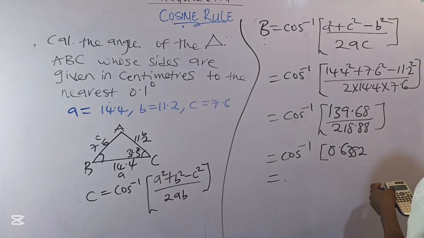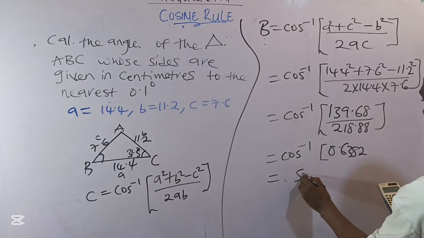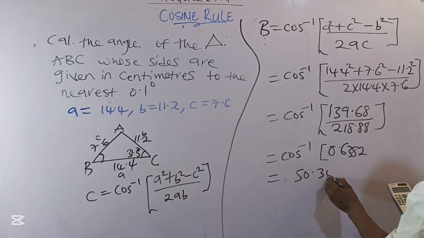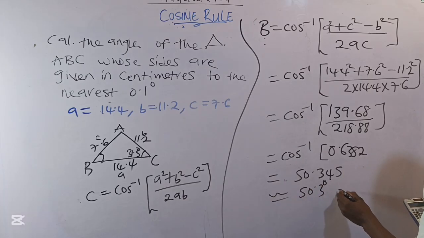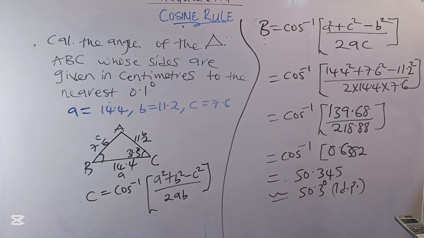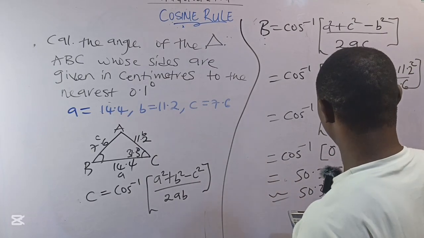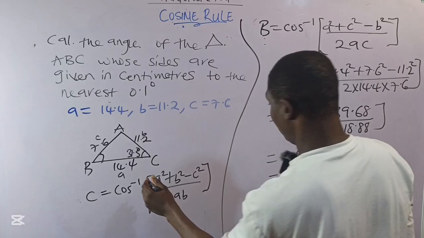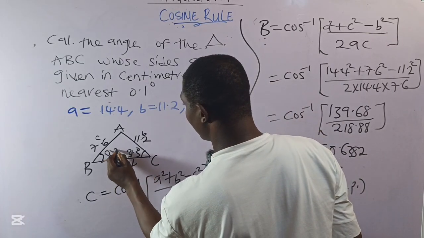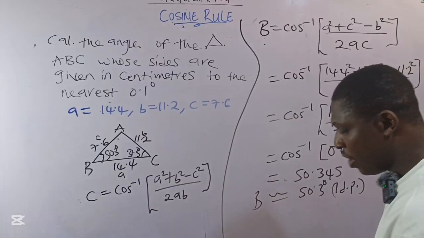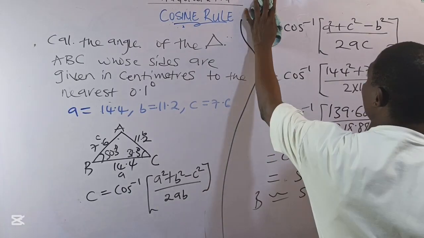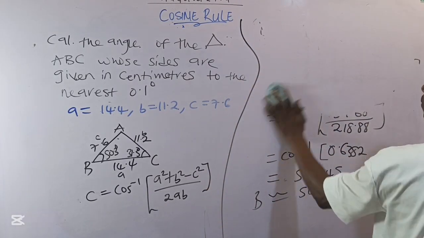So if I check the cos inverse of this, that will give me 50.345, which is approximately equal to 50.3 degree to one decimal point, as the question implies. So I have my angle B to be 50.3 degree. So my angle A is left. To save my time, I'll simply use sum of angles in a triangle theorem.